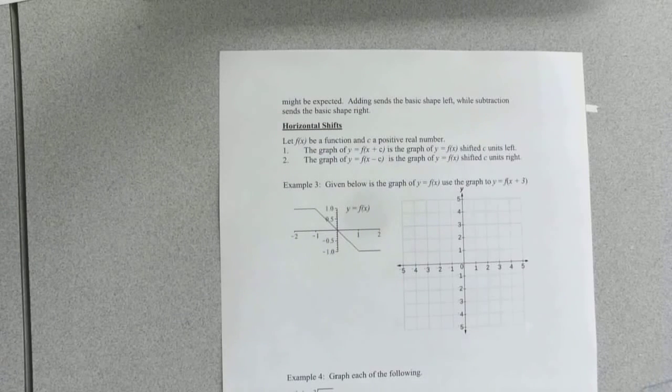So when the number is added or subtracted inside the function, in with the x, it's horizontal, but it goes opposite to what you expect. If it's plus, it's going to go left c units, and if it's minus, it's going to go right c units. And that's where we'll end this video, and we'll pick up with it on the next one.